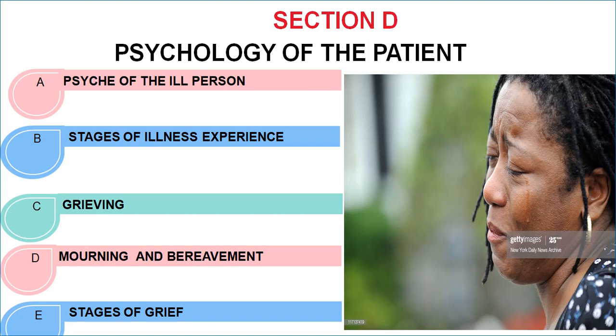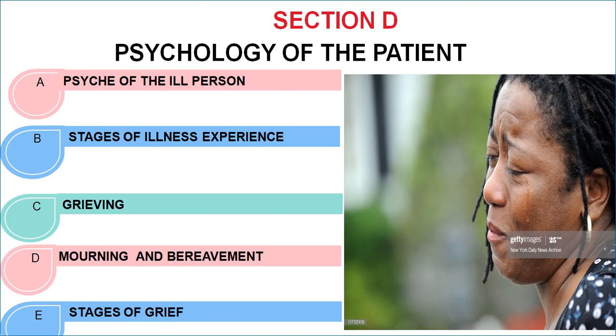When we are done with the psyche of the ill person, we come to talk about grieving. Normally, when patients lose close relatives or friends, they grieve. And when they come to the pharmacy, we are supposed to empathize with them, and we can only empathize when we understand grieving and the grieving process. Then we also look at mourning and bereavement. They are still under grieving.